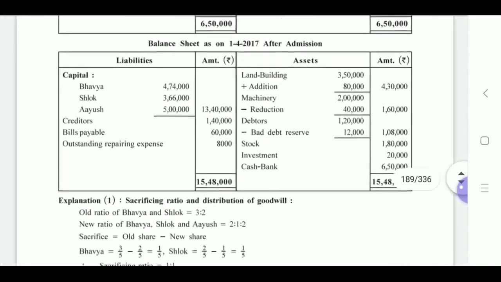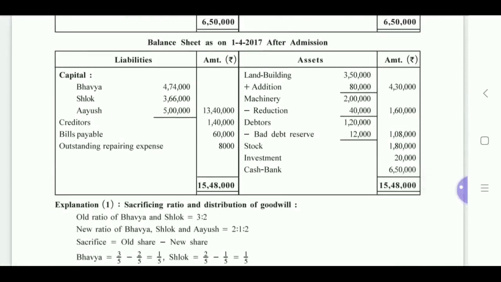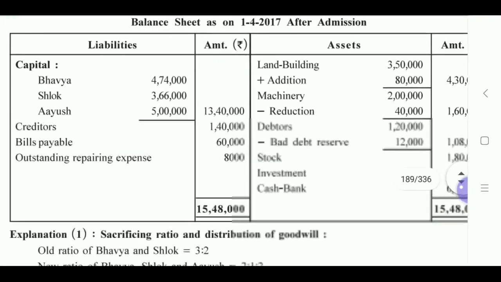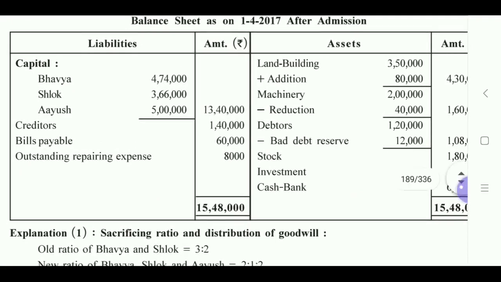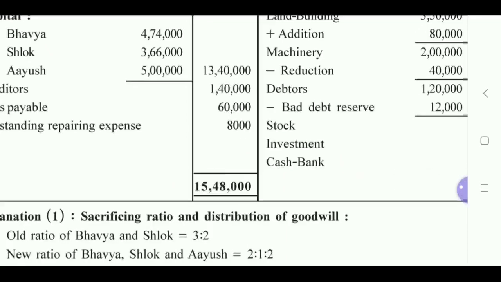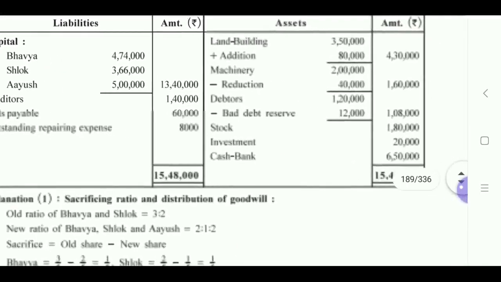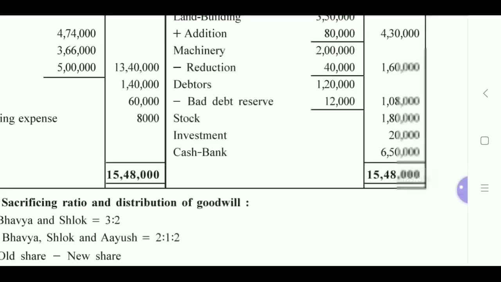Yes. So finally, the last main thing of this sum, that the total of both the sides of the balance sheet should be identical. Only then your sum is considered absolutely correct. अभी अगर आप total करेंगे, liabilities side we have here 13,40,000 plus 1,40,000 plus 60,000 plus 8,000, which gives you 15,48,000, and so is the total on asset side as well.